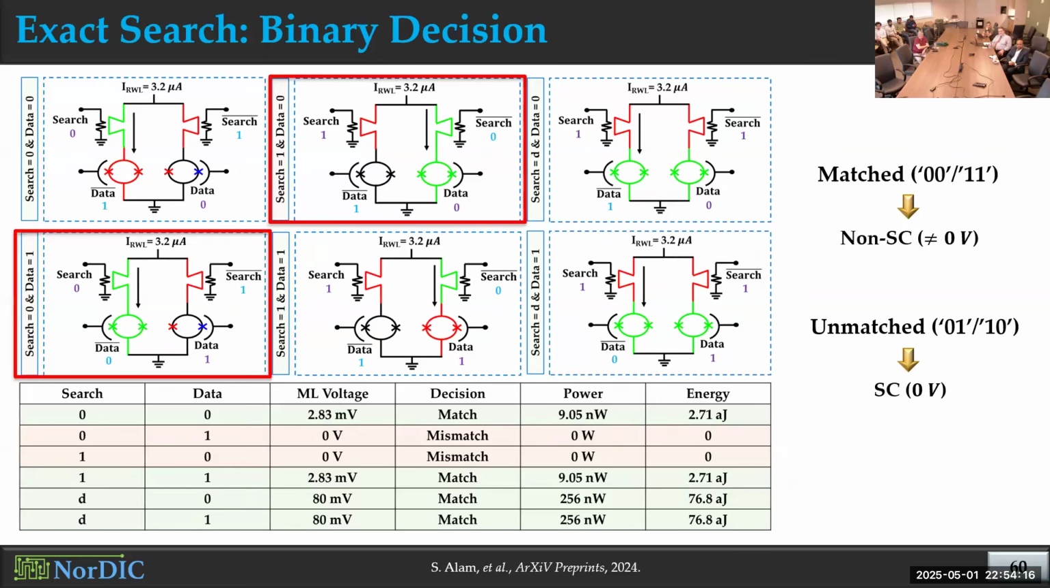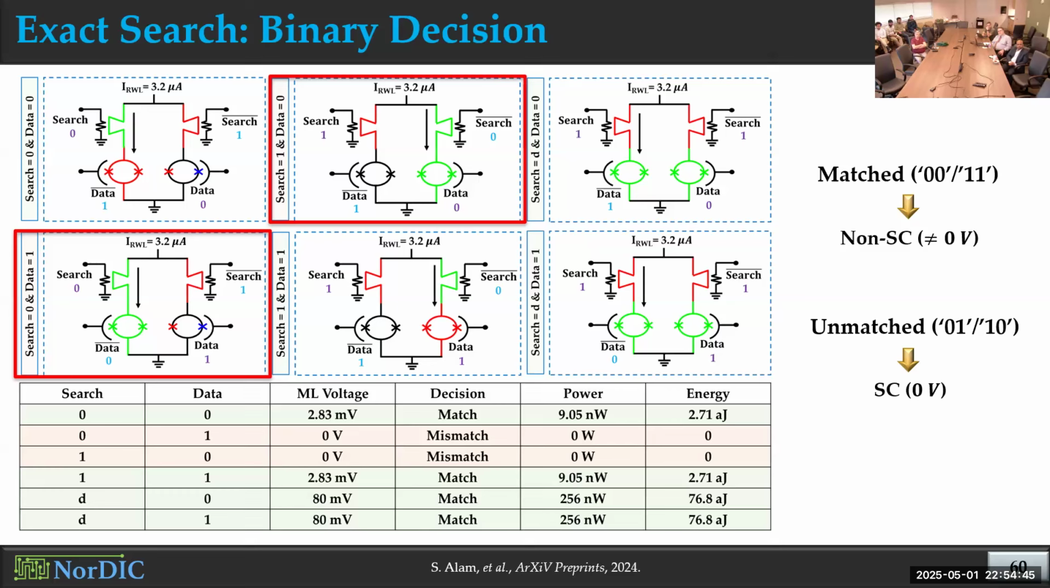This slide shows the working principle for the exact search mode. Let's first talk about the mismatched condition, where you have different data and search bits. As you can see, because of these biasing conditions and data representation, one of the two parallel branches becomes completely superconducting for this mismatching condition. So if we measure the read word line voltage here, you will get 0 voltage because one of the parallel branches is completely superconducting. So for any mismatching condition, you will get 0 voltage from this TCAM cell.